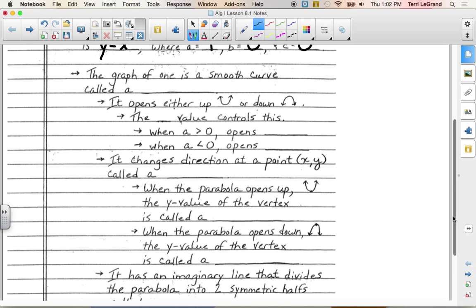Now let's talk about the graph, because you already did some graphing of them today, and this is what should have happened. You should have gotten a smooth curve, and anybody know what that smooth curve's name is? Parabola. It's a parabola. For a linear function, it's a line. For a quadratic function, it's a parabola.